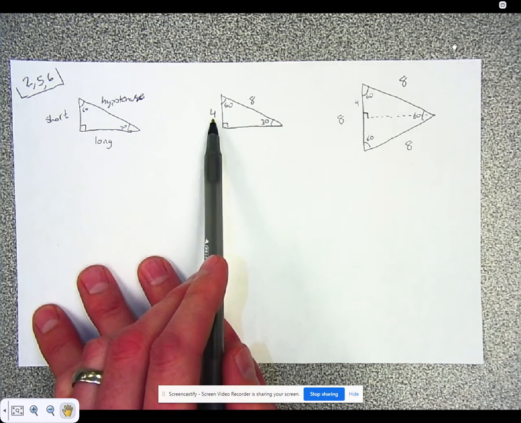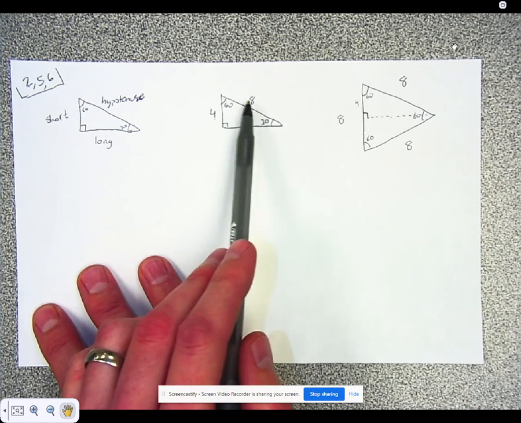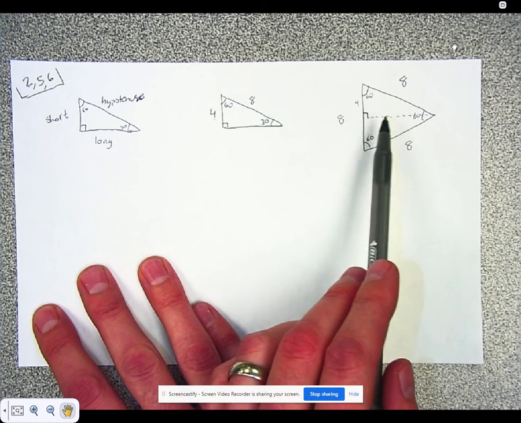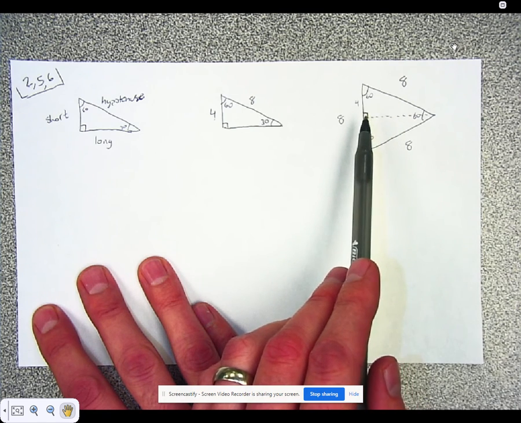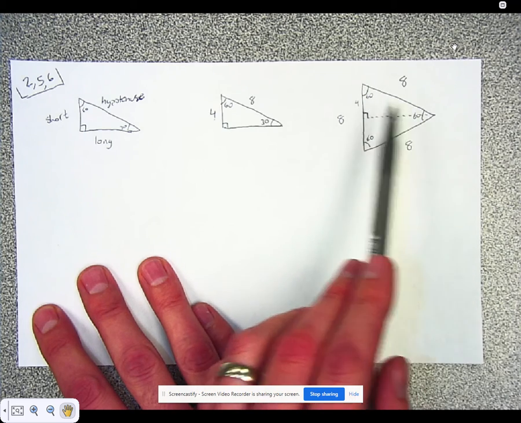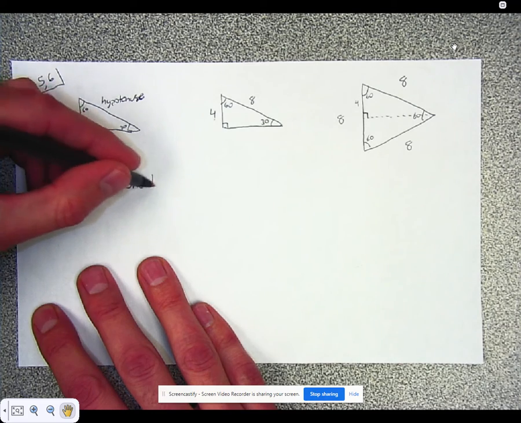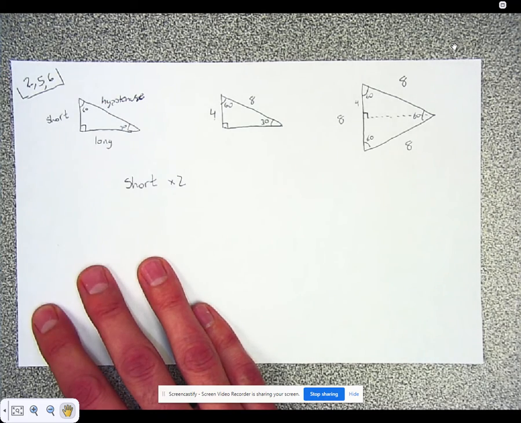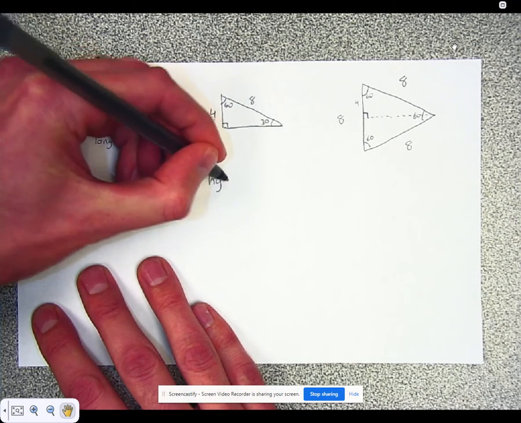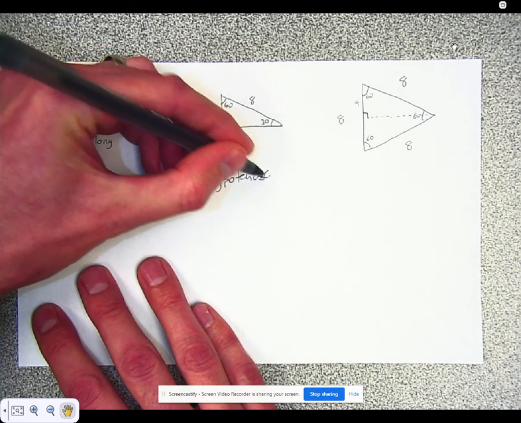And the relationship between the short leg and the hypotenuse is that the short leg is always half of the hypotenuse. Always. And it's because of what we did over here. We split that side in half. And so no matter what, this short leg here is always going to be half of that hypotenuse because of what we did over here. So I'm going to write down here that the short side times 2 is always going to equal the hypotenuse. Forgive my handwriting.